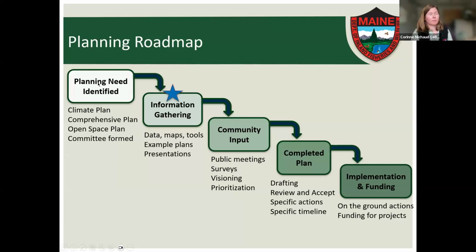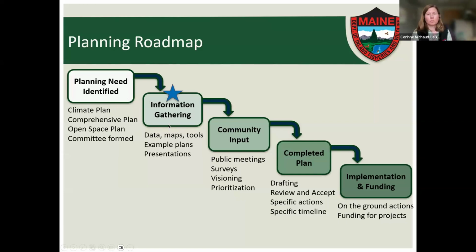These are some of the broad phases. A community opts in or recognizes some need for climate planning or comprehensive planning. There may already be a committee in town that's charged with dealing with that planning need, or a committee may be formed. And I would say today we're at the information gathering stage. Folks in the audience are likely already taking part in one of these processes or interested in starting one.